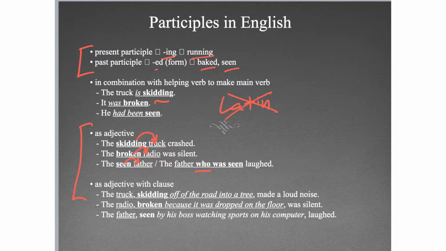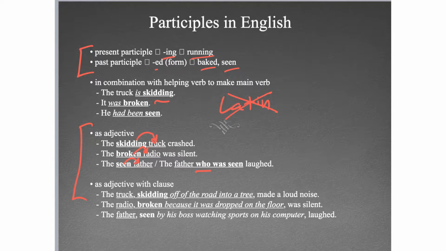Same thing. Broken still describes the radio, still agrees with radio, but now it's got this clause going with it. Why was it broken? Because it was dropped on the floor. So that whole clause goes with broken. And then the father, seen by his boss watching sports on his computer, laughed. All right, and then you've got all sorts of things tacked on with seen. So seen by his boss watching sports on his computer, all elements that modify seen.